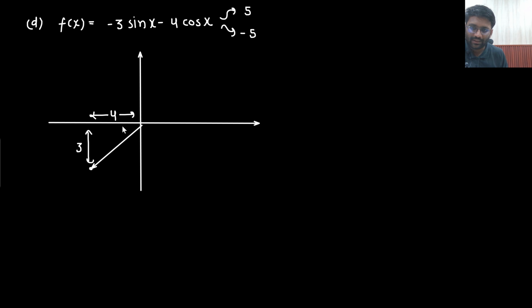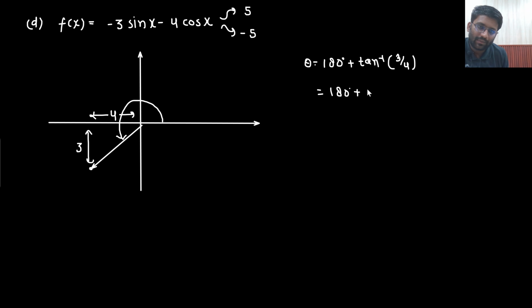I am interested in this angle, sir. I am interested in the angle measured with the positive x-axis in the anti-clockwise direction. I am interested in this much angle, and sir, this much angle would be nothing but 180 degrees plus tan inverse 3 by 4. So 180 degrees plus 37 degrees, which will be 217 degrees. So here your maxima would be occurring.